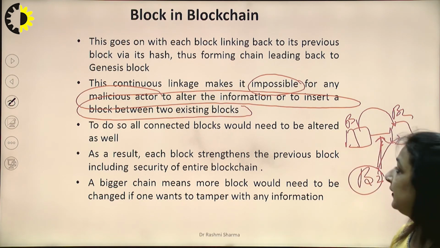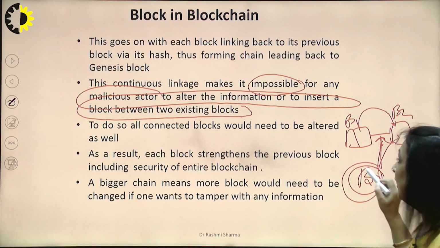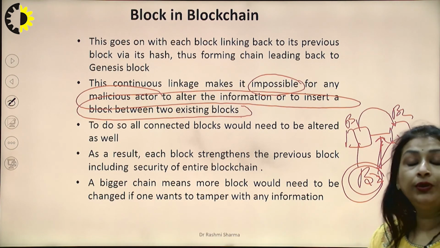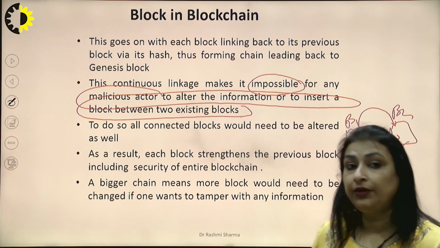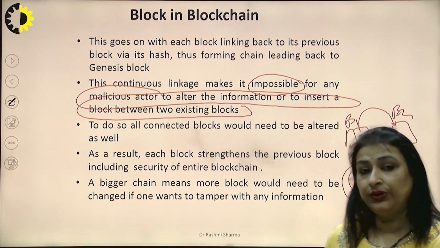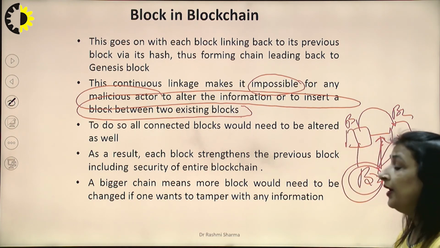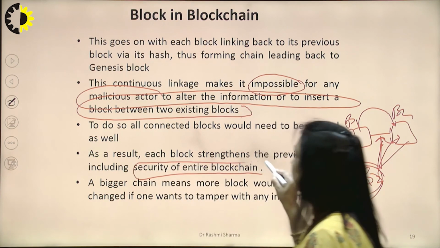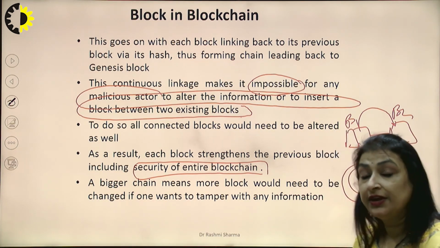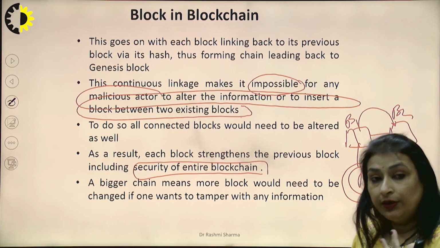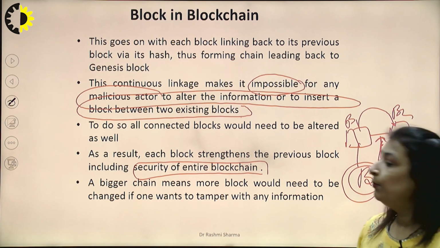To do all that, the connected blocks would need to be altered as well. If I make some changes here, then obviously all the connected blocks would change, and that would defeat the rule of tamper-proofness, the integrity of that data. So we usually don't do this in a blockchain. As a result, each block strengthens the previous block, including the security of the entire blockchain. So we have secure transactions, and the main aspect here is security and tamper-proofness. Nobody should delete, add, or update anything in a block which we have generated.